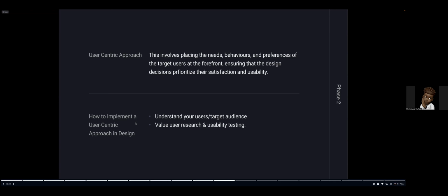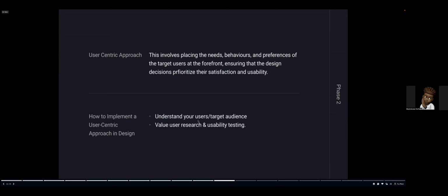And how to implement a user-centric approach in design is, number one, like I said, understand your users, your target audience. That's the main thing there, because if you're trying to solve a problem as a UI/UX designer and you don't understand who you're solving it for, it's basically just you running on cruise, designing for designing's sake. And at the end of the day, if the solution you came up with is being developed, you probably won't have enough users making use of the product, because you really did not do any research. You were just designing based on vibes.